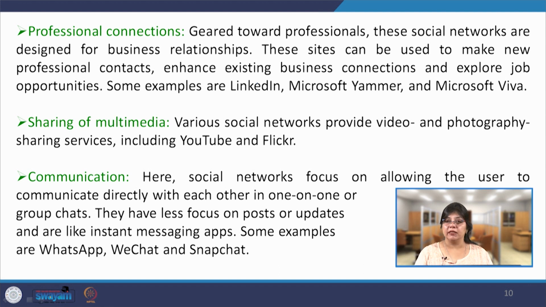The other is sharing of multimedia. Various social networks provide video and photography sharing services including YouTube and Flickr. Different kinds of arts, opinions, classes and ideas are shared in visually aided videos and photography, where people get informed immediately about any issue. Again, when people are using these platforms, more connection is there. This is about sharing of multimedia. Your talent can be displayed very easily, and you tend to connect to people who have similar interests and attitudes, and we expand our own social world. This is sharing of multimedia.